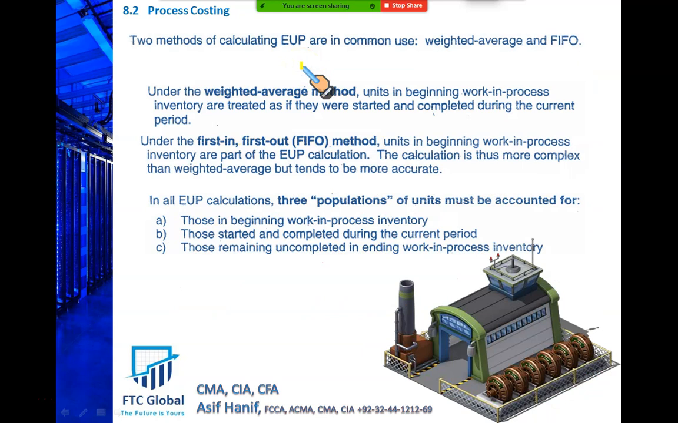For the purpose of calculation of EUPs, you need to divide your production units into 3 categories, into 3 populations. Those units which were already in the beginning work in process, those units which were started and completed during the period, and those units which are in ending work in process. You have to divide your EUPs into 3 categories: EUPs of material and EUPs of conversion cost into 3 populations, into 3 categories: beginning work in process, started and completed, and ending work in process.